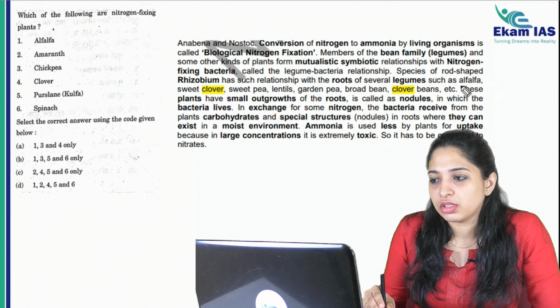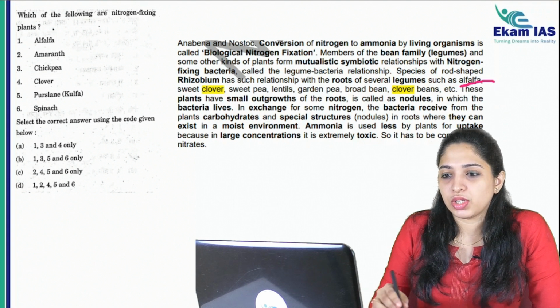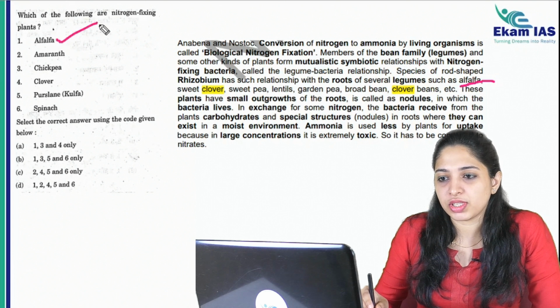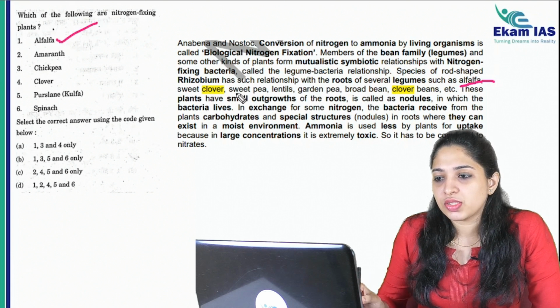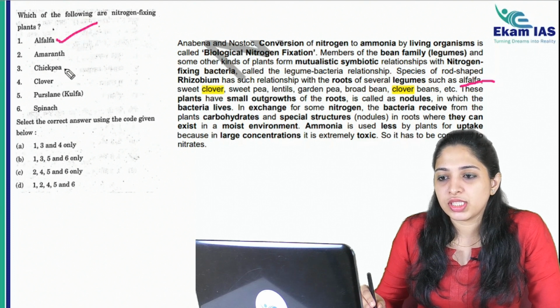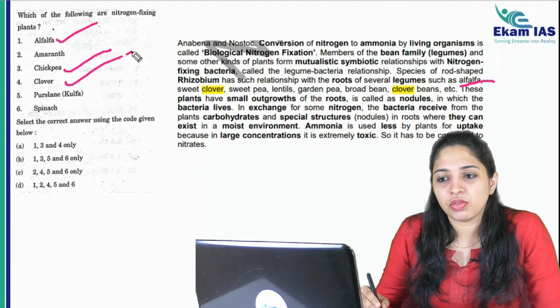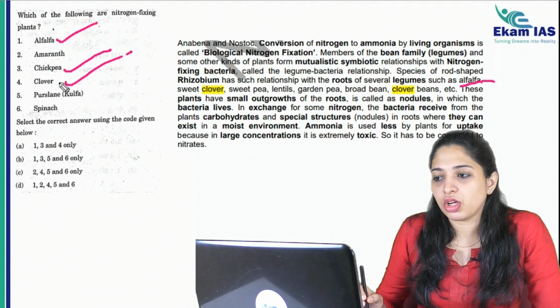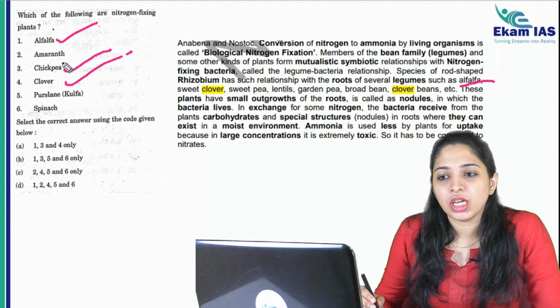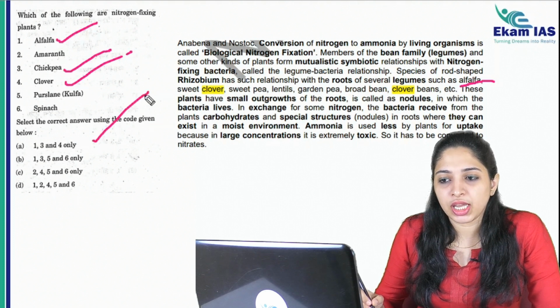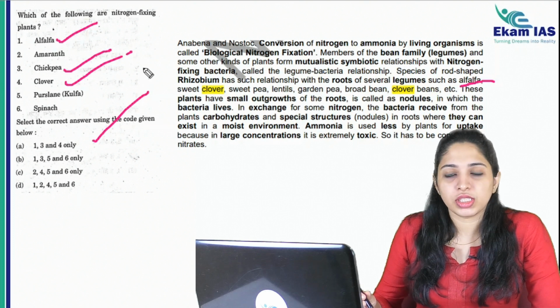Therefore, in this list we have alfalfa, that is the first one. Alfalfa is a nitrogen fixing plant, and so are clover, sweet pea, lentil, garden pea, broad pea, and clover beans. Therefore, chickpea would be of the pea family. The pea family belongs to the bean family. They are legumes. Therefore, obviously chickpea and clover would be nitrogen fixing. Therefore, the correct answer using the code given below will be 1, 3 and 4. Going to the next question.